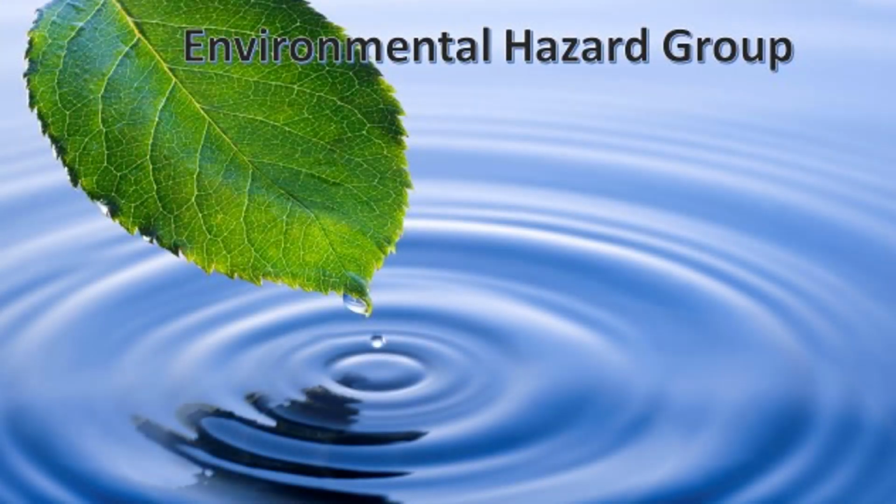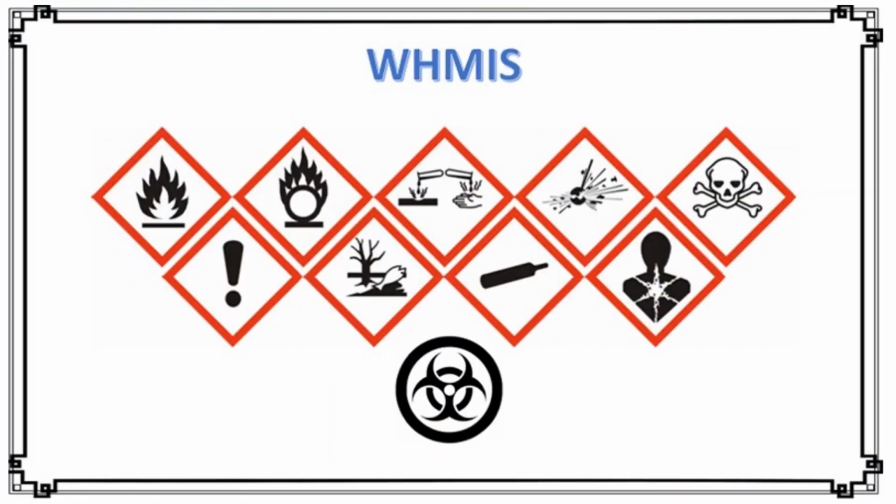Additionally, there are 2 environmental classes that fall under the environmental hazard group. These are products that are hazardous to the aquatic environment and the ozone layer. The federal government did not adopt the environmental hazard group and its classes from GHS into WHMIS 2015. WHMIS has a total of 10 symbols. These symbols contain hazard images bordered with a red diamond-like shape called pictograms. Located at the bottom of the screen is the addition of the WHMIS 1988 Biohazard Infectious Materials symbol. Each symbol will now be discussed in detail.